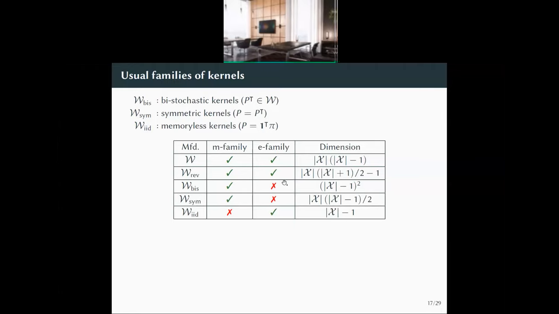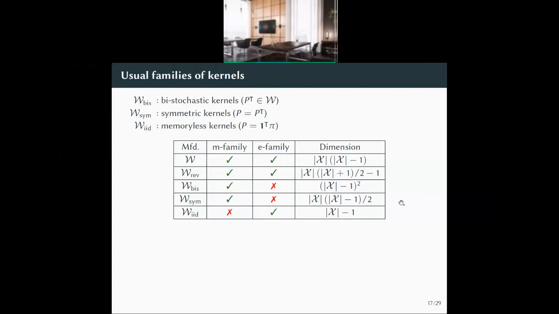WRev, as this is the topic of what we're talking about now, is also an M family and E family. Bi-stochastic chains were an M family, as proven before, and they're actually not an E family. Symmetric chains are an M family, but they're surprisingly not an E family. And IID chains, meaning memoryless kernels, where all the rows are equal to the stationary distribution, these do not form an M family, but they do form an E family.